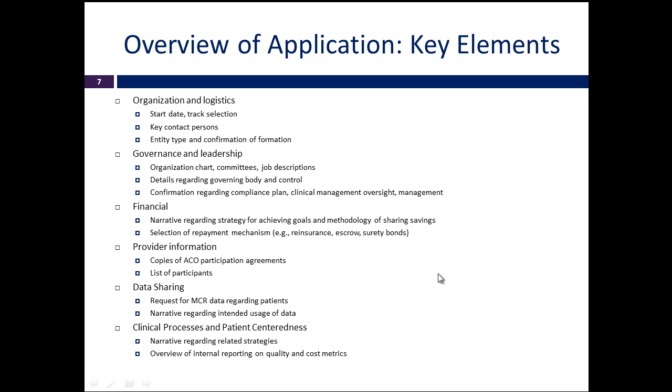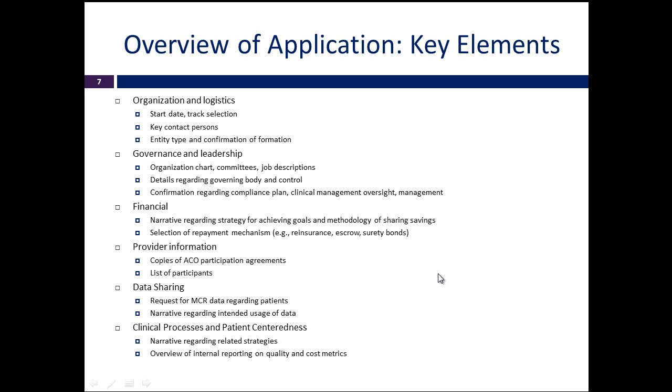Secondly, we've already touched a little bit on the governance and the leadership. As part of the application, one will have to submit an organizational chart, details of the respective committees, the job descriptions of some of the key team members, details with regard to the officers and the like, the details of the governing body, a description of the control provisions and the like, and also confirmation that a compliance program or plan has been created, and that there's a clinical management oversight function that's been well thought through and designed and documented. We'll also have to have these details available for Medicare if Medicare ever decides to perform an audit or to request copies of these particular documents.